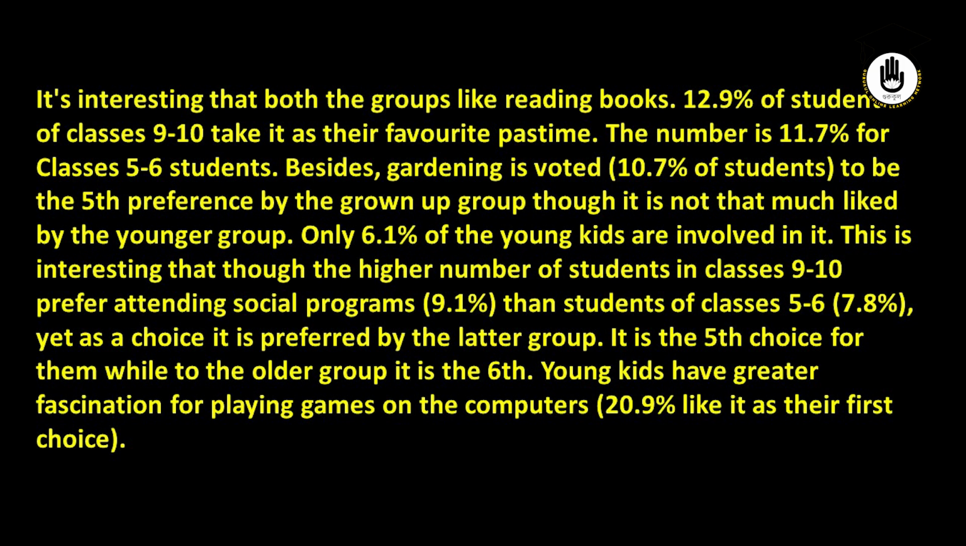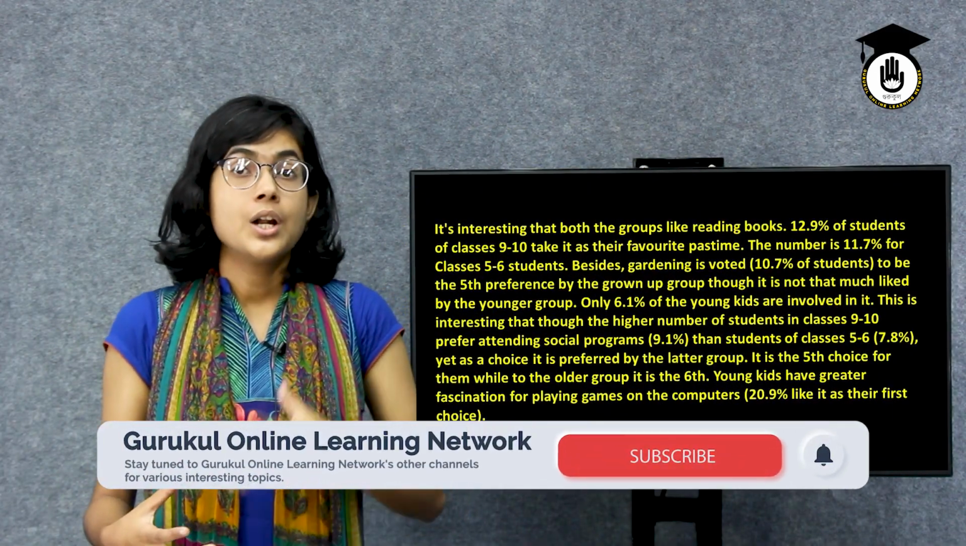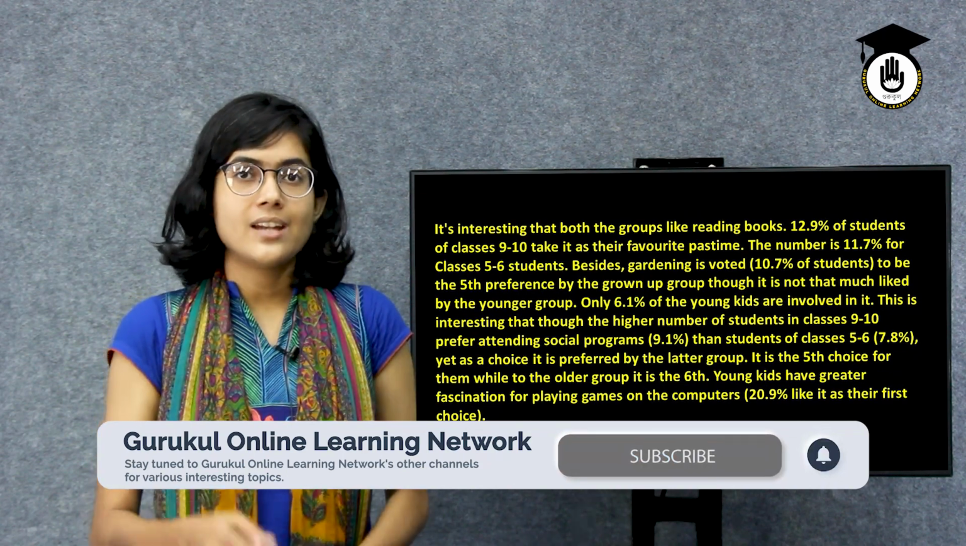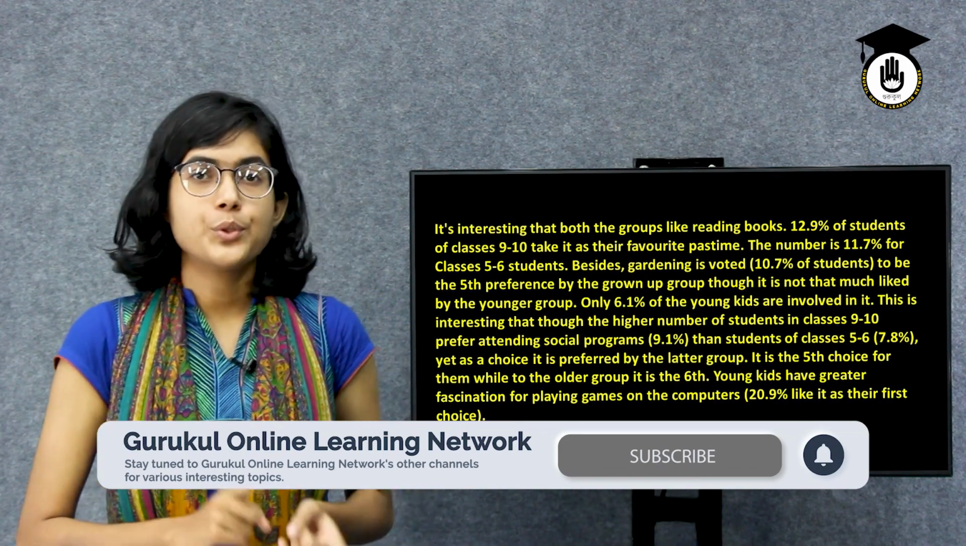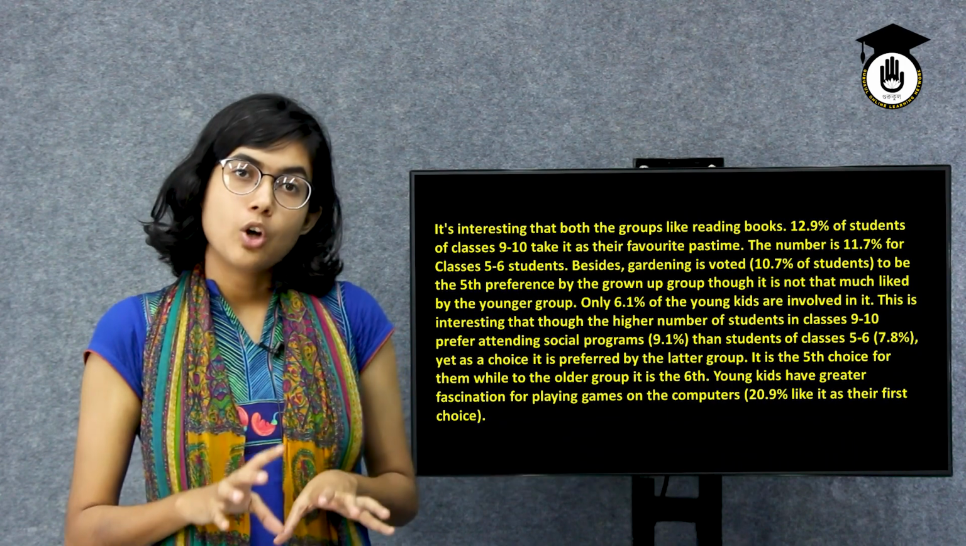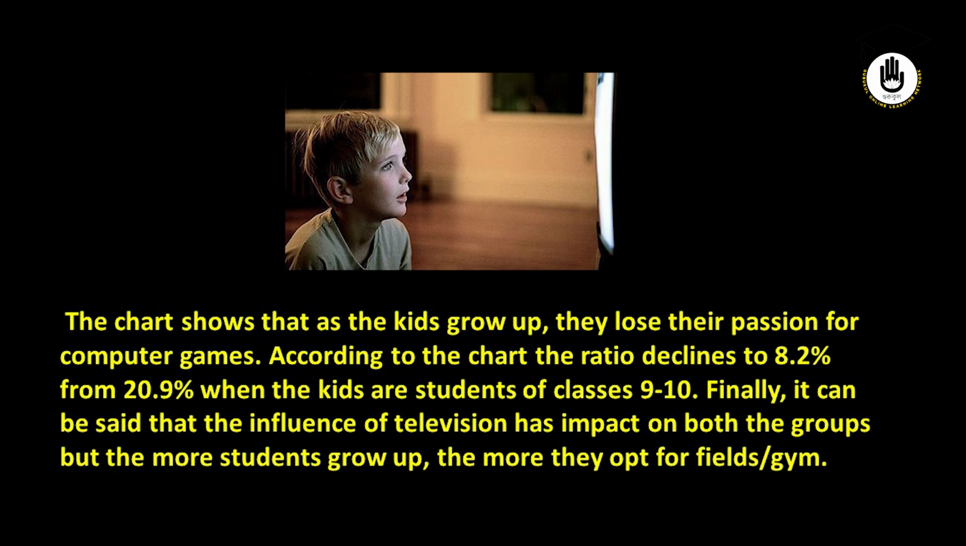Young kids have greater fascination for playing games on the computers. 20.9% like it as their first choice. So there is a huge group of people who are really interested in computer games, and that percentage is bigger in the younger group. That means the students from 5 to 6 are more into computer games. The chart shows that as the kids grow up, they lose their passion for computer games. According to the chart, the ratio declines to 8.2% from the 20.9% when the kids are students of classes 9 to 10.